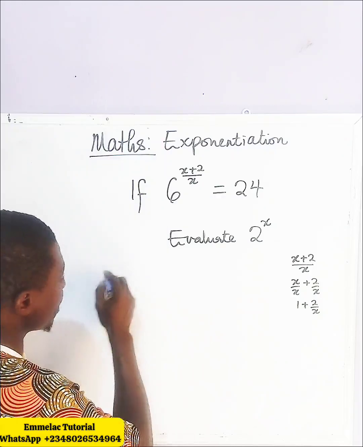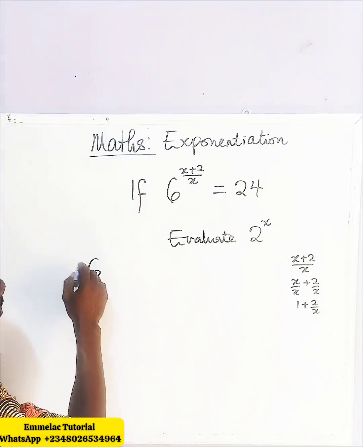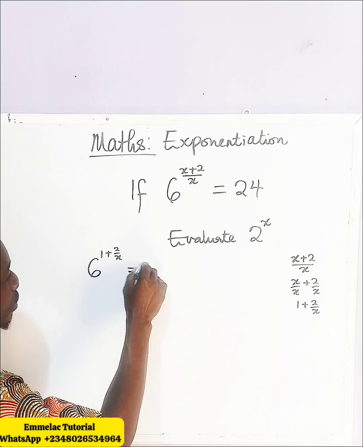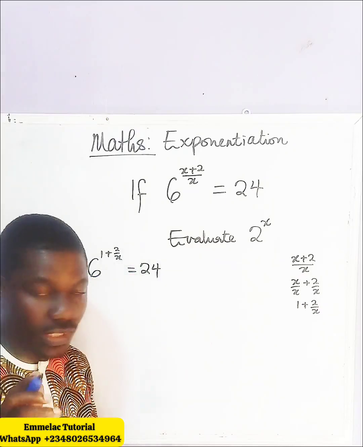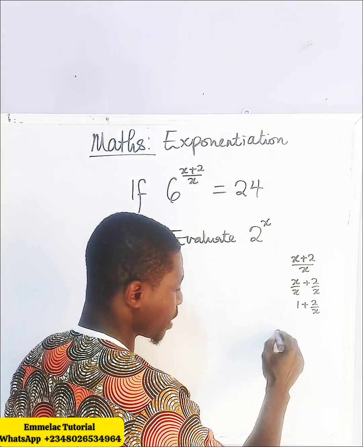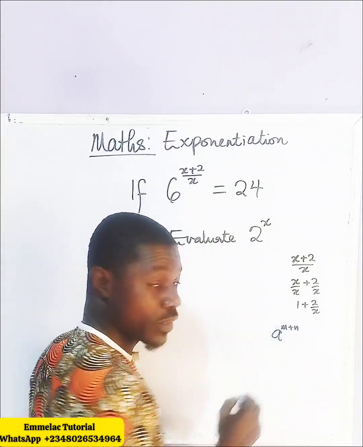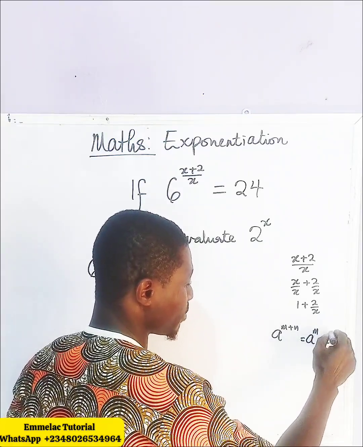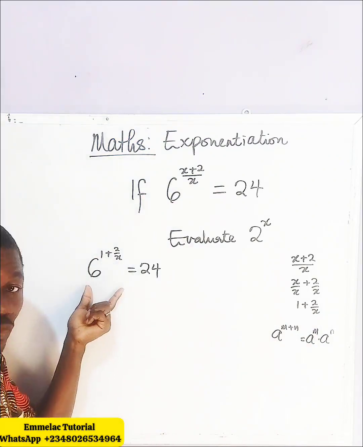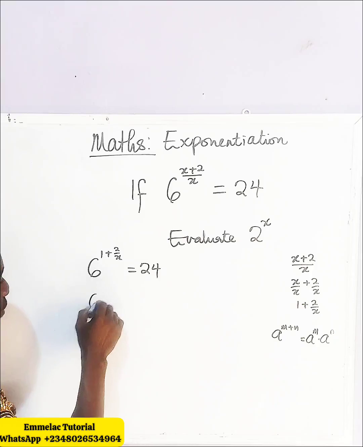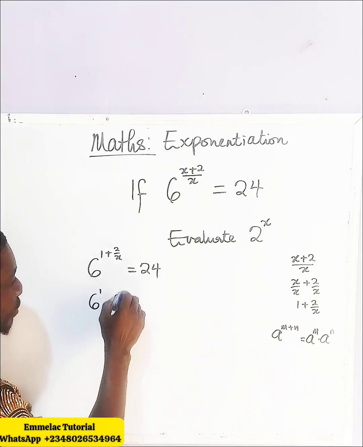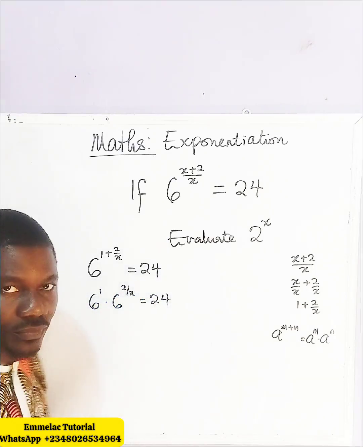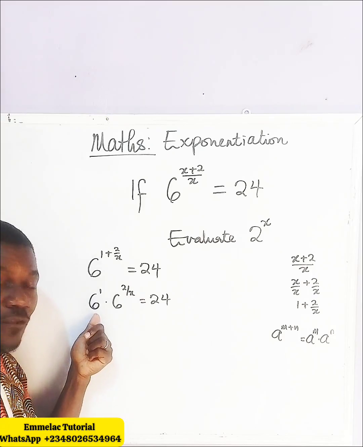So here we have 6 raised to the power of (1 + 2/x) equals 24. Now let's take note also that a raised to the power of (m + n) is the same as a raised to the power of m times a raised to the power of n. If we apply that rule here, we have 6 raised to the power of 1 times 6 raised to the power of 2/x equals 24.